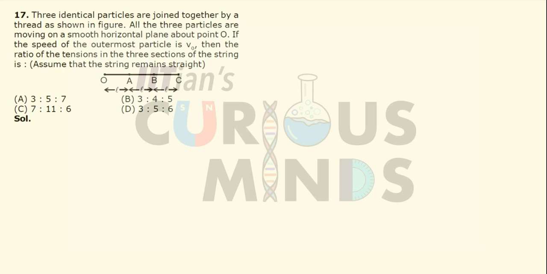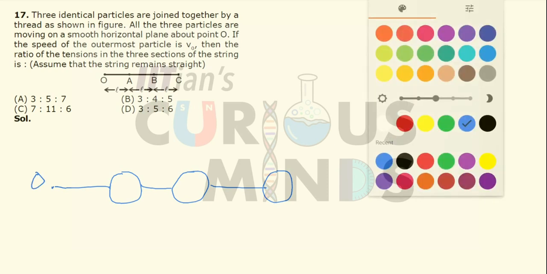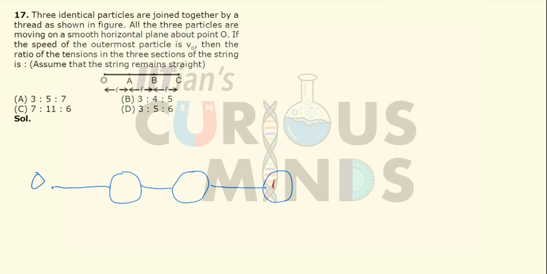Now if I consider these three particles and divide it along a straight line, this is the first particle, this is the second particle, and there is a third particle over here, and this is the center O. The three particles are identical, which means the mass of all three particles is the same. On the first particle there is only one force acting inwards, the tension force, let it be T1.